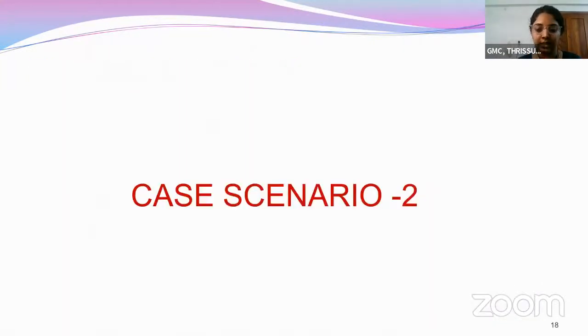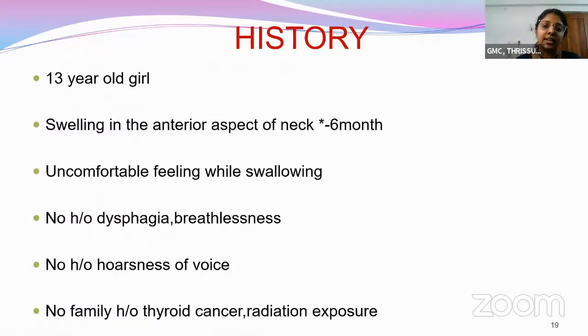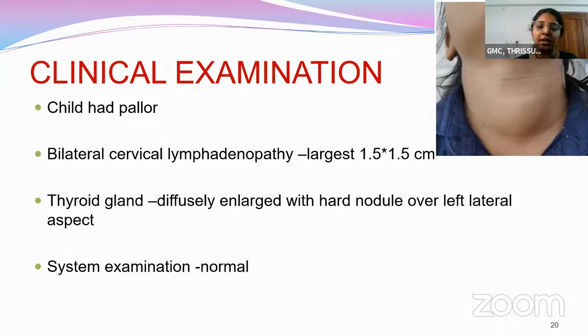Then coming to the second case. This case was of a 13-year-old girl who presented with a swelling in the anterior aspect of the neck for the past 6 months. She had an uncomfortable feeling while swallowing, and there was no history of dysphagia, breathlessness, hoarseness of voice, radiation exposure or family history of thyroid cancer. The child also had associated pallor.